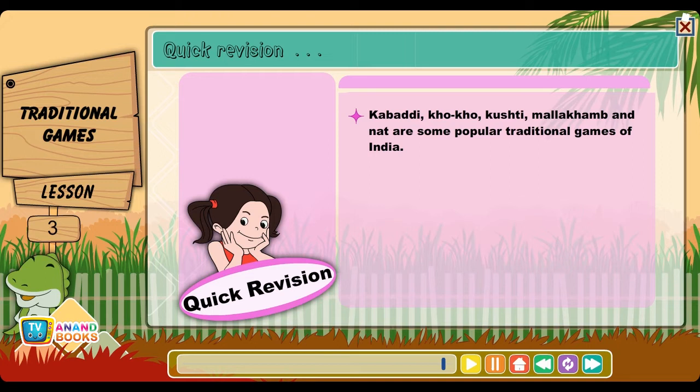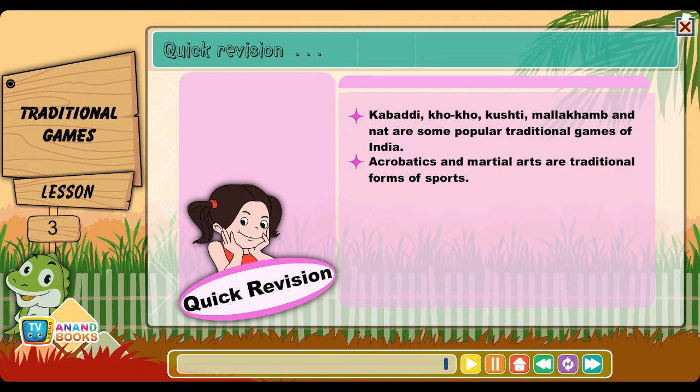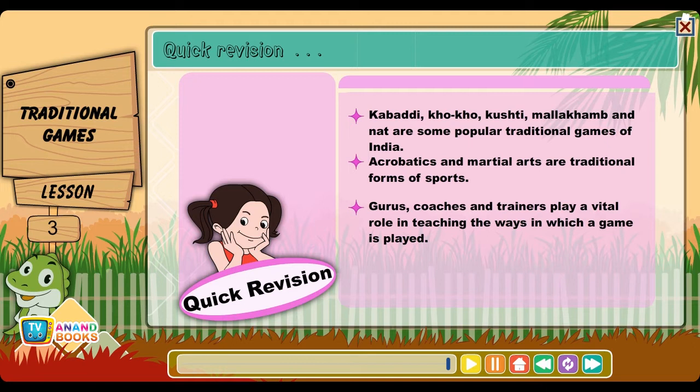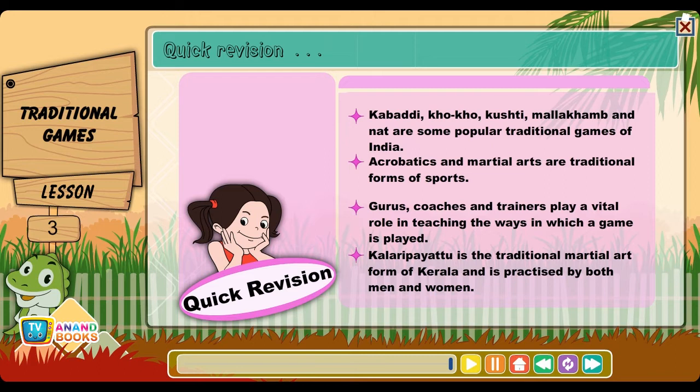Quick revision. Kabaddi, Kho-Kho, Kushti, Mallakhamb and Nat are some popular traditional games of India. Acrobatics and martial arts are traditional forms of sports. Gurus, coaches and trainers play a vital role in teaching the ways in which a game is played. Kalaripayattu is the traditional martial art form of Kerala and is practiced by both men and women.